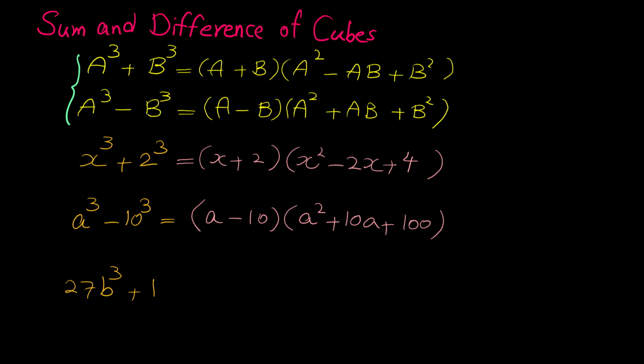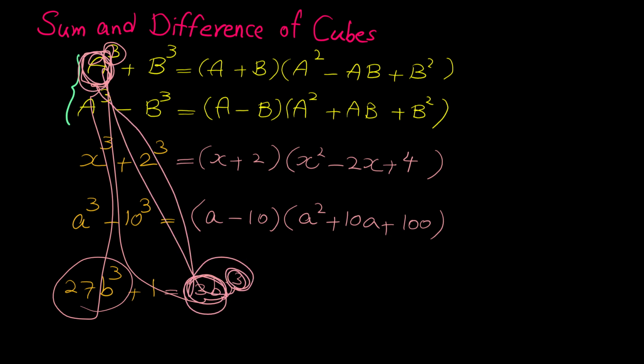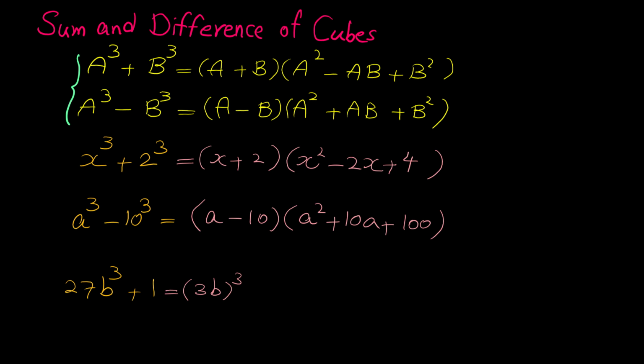Look at the next example. 27b to the 3 plus 1. 27b to the 3 is basically like 3b to the 3. We have to write this term in the form of an expression to the 3. 3b is your a, basically, to the power of 3. Now this is in the form a to the 3. And 1 to any power is 1, so we can write 1 as 1 to the 3 if you want. So plus 1 to the 3.